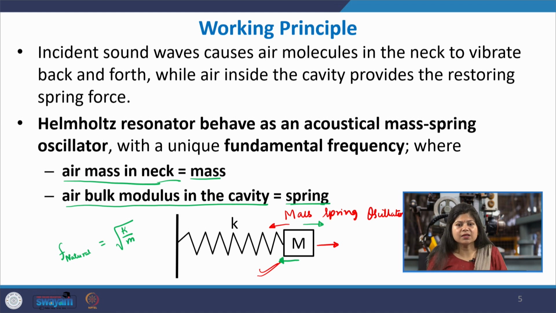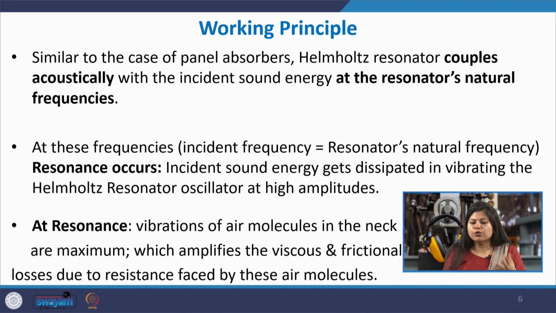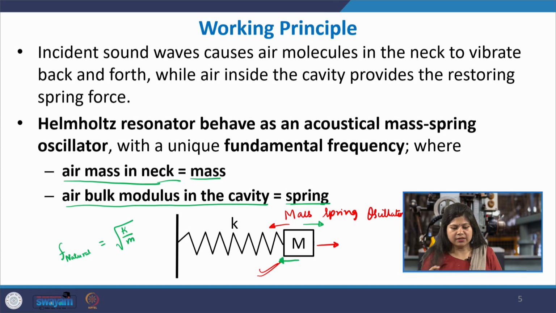Depending on the volume of the cavity and the medium considered, you will have a certain bulk modulus, which corresponds to a certain k of the system, and the air mass would depend on the volume of the neck. The length of the neck as well as its surface area will determine the mass. So it will have its own natural frequency. Now that we know the Helmholtz resonator acts as a mass spring oscillator, it is sometimes also called an air spring oscillator, because the air element is acting as a spring.